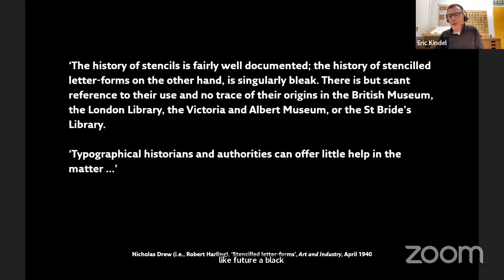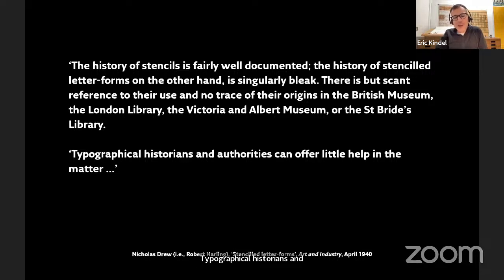Harling's recommendation may be connected to this quotation from the article. He writes, "The history of stencils is fairly well documented. The history of stenciled letter forms, on the other hand, is singularly bleak. There is but scant reference to their use and no trace of their origins in the British Museum, the London Library, the Victoria and Albert Museum, or the St. Bride's Library. Typographical historians and authorities can offer little help in the matter."